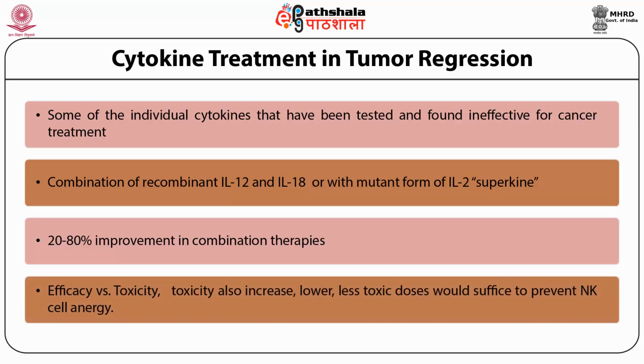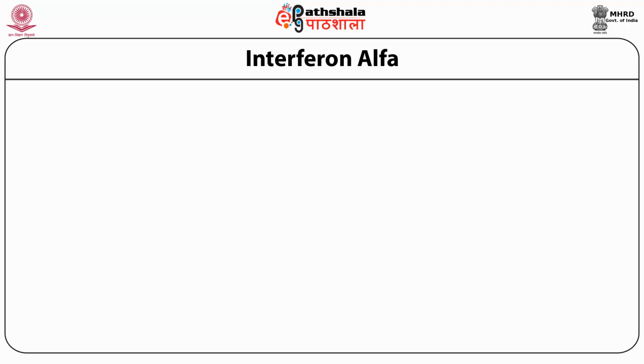Toxicity also increases with higher doses. Therefore, lower doses should be used. Less toxic doses will suffice to prevent NK cell anergy. Not only NK cell anergy, even low MHC expression can be rectified with combination therapies of the cytokines. Now I will teach you about the individual cytokines and cytokine therapies.